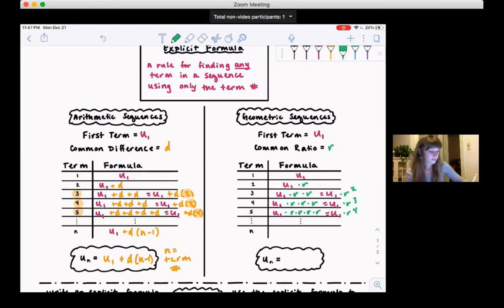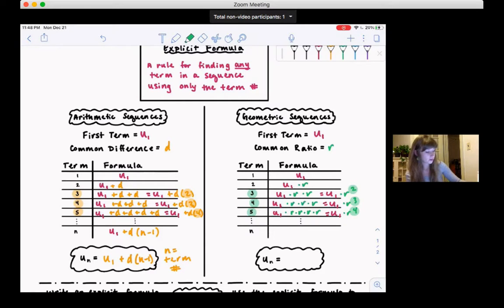All right, so now we might look for a pattern like we did with the arithmetic, and the pattern is similar. When we're at the third term, we multiplied by r twice, or we had r squared. When we were at the fourth term, we multiplied by r 3 times, or we had r to the third power. And when we were at the fifth term, we multiplied by r 4 times, or we had r to the fourth power. So we see that the exponent on r, the power, is always 1 less than the term number.